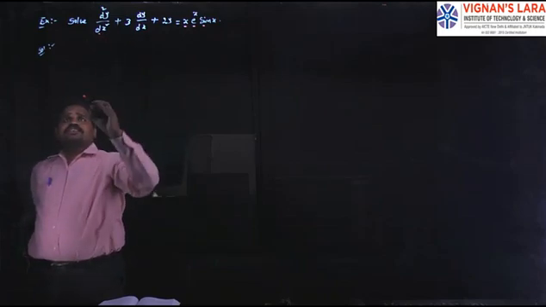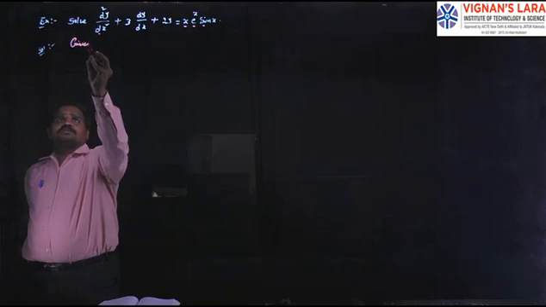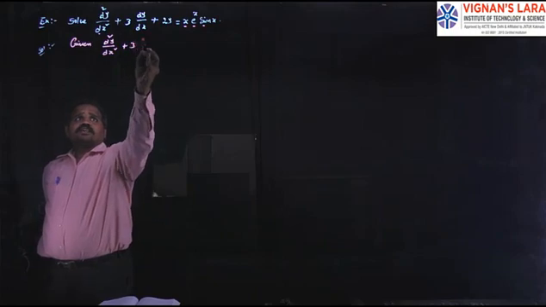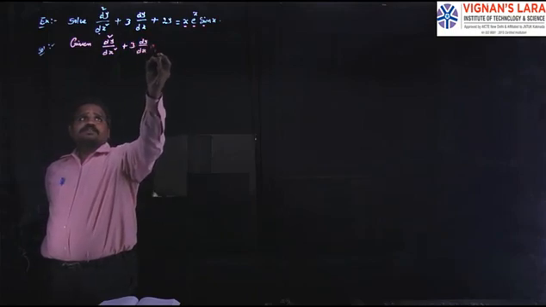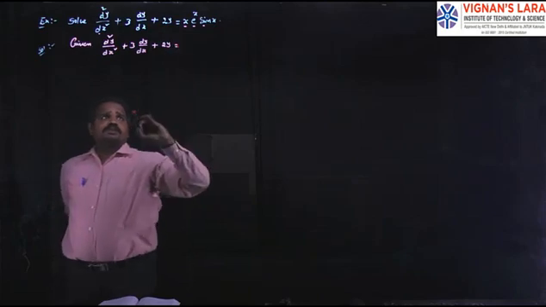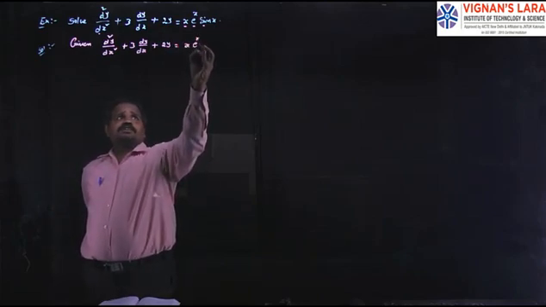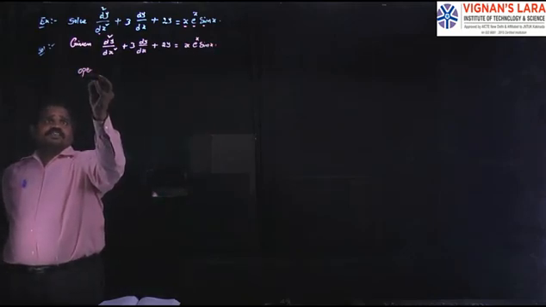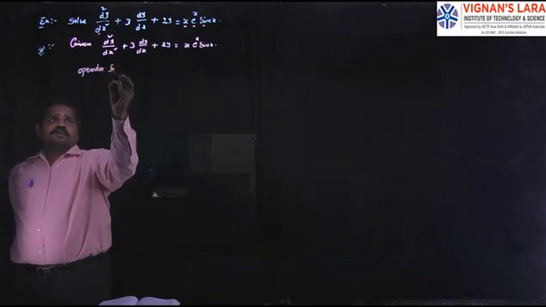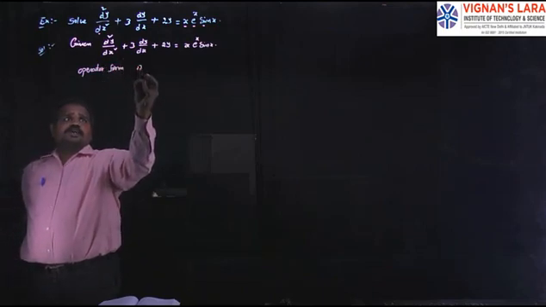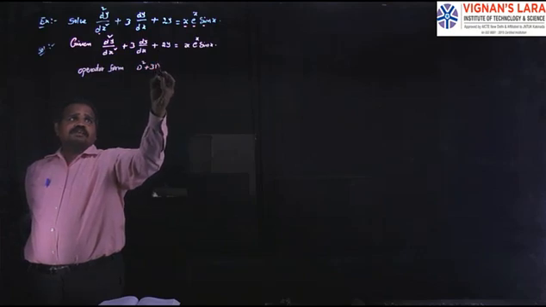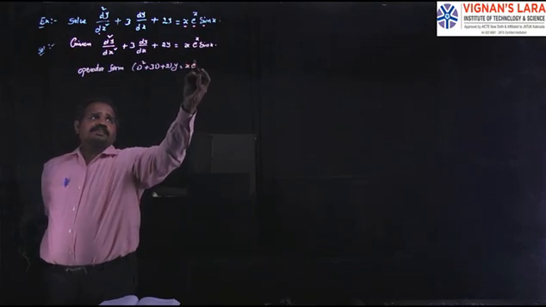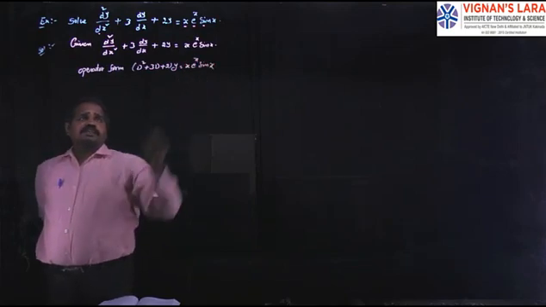He has given this in general form. So the given equation is d square y by dx square plus 3 into dy by dx plus 2y is equal to x into e power x into sin x. Operator form. So what is an operator form? Operator form is d square plus 3d plus 2 into y is equal to x e power x sin x.